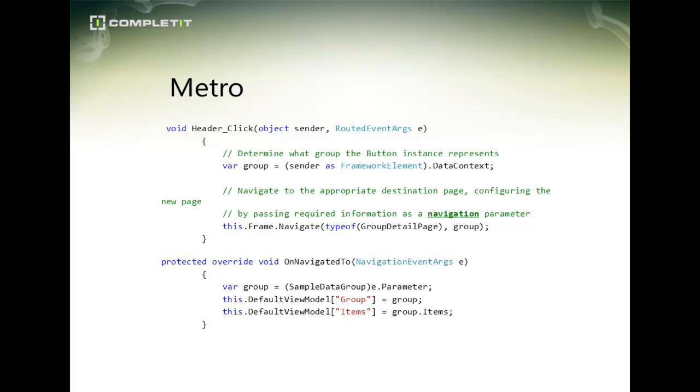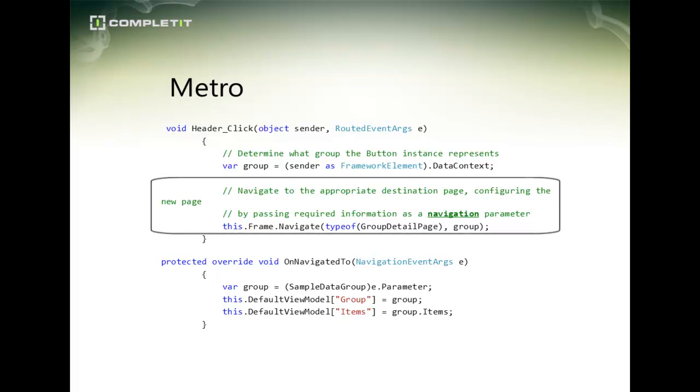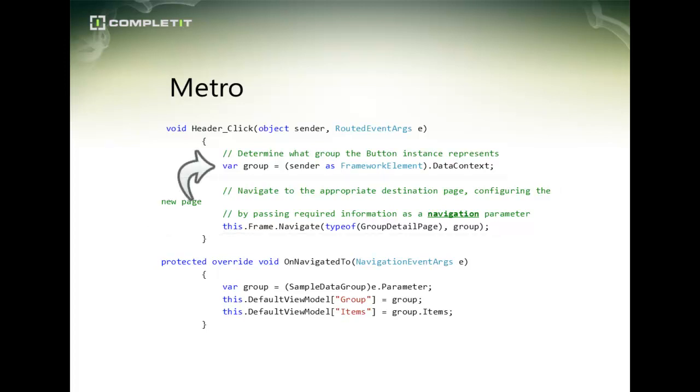So in this header click event, we're determining what group the button instance represents. So a var group, sender as FrameworkElement.DataContext, and now we're just going to navigate to the appropriate destination page. So we have this.Frame.Navigate typeof GroupDetailPage, and this is of course a XAML page, and then of course we're passing in the group, and the group of course is defined right here.